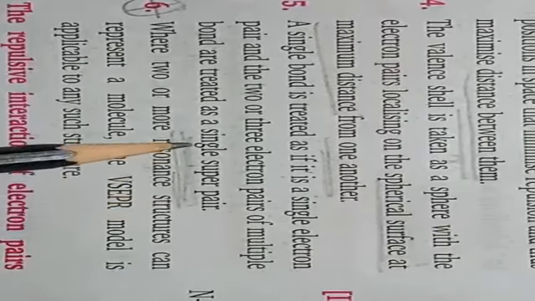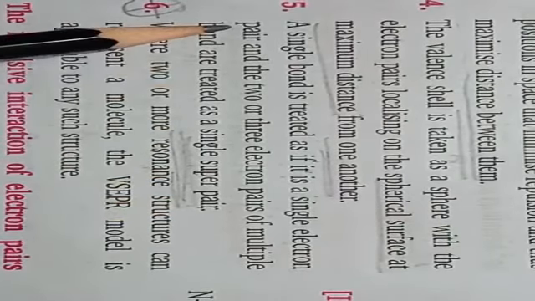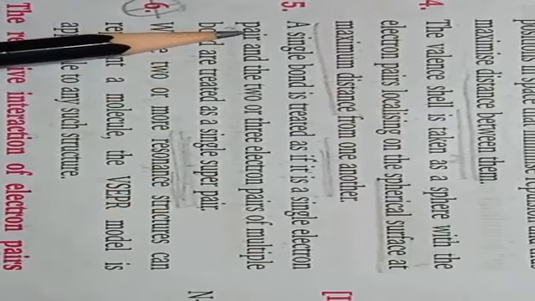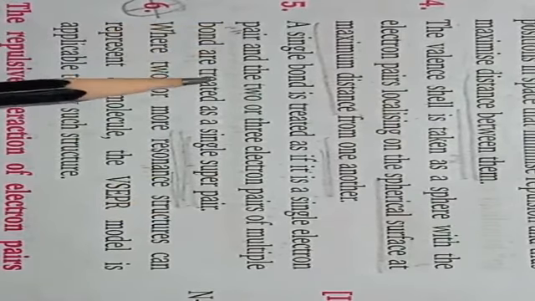Then a single bond is treated as if it is a single electron pair, and the two or three electron pairs of a multiple bond are treated as a single super pair. So a single super pair is the electrons of a multiple bond, and just one pair of electrons is the electrons of a single bond.